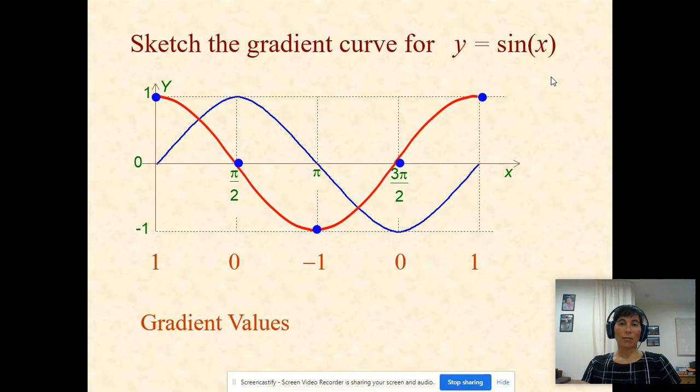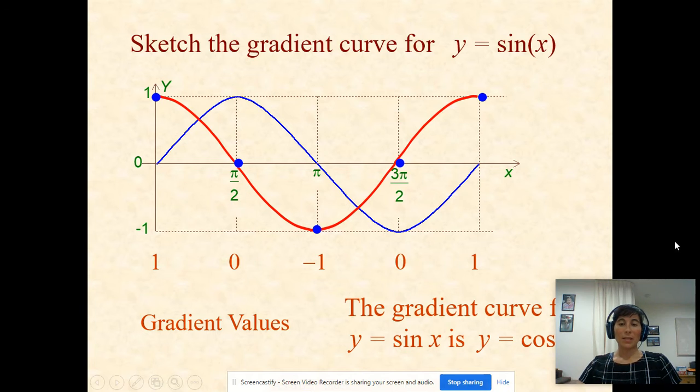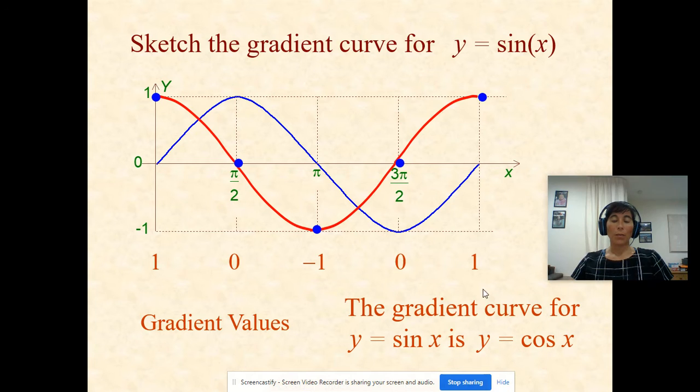If we plot the gradient values that I've just said there, have a look at the function that we get. Hopefully you can identify that as looking like the cos function. So that means we get to say that the gradient curve for y equals sine x is y equals cos x. And a way that I've remembered that is because I used to have a friend called Samira Crossan, and I just always think to myself, S goes to C. It's on your formula sheet, however, it might be something you find a way to be able to remember.